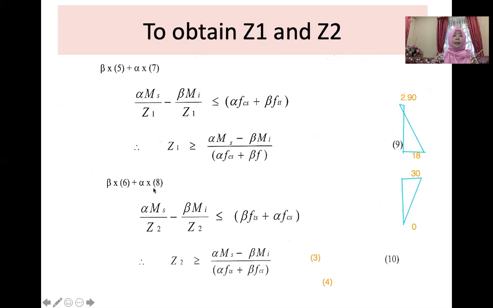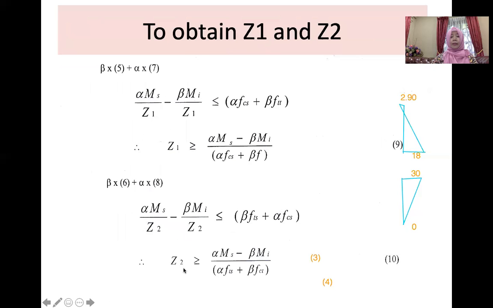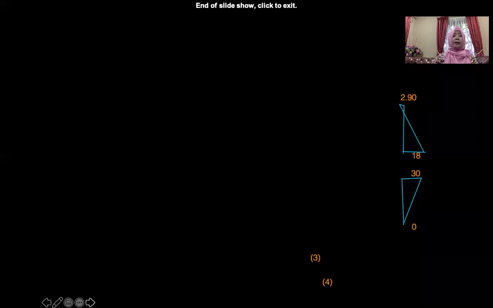Let's see, 6 and 8. In 6 we have Z2, and in 8 we also have Z2. This is Z2, typo error. So we will eliminate them and you get here Z2, by using equations 9 and 10.